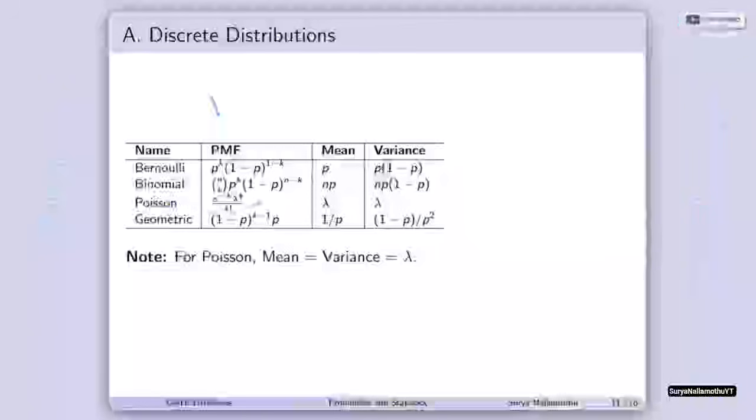Poisson distribution, e power minus lambda into lambda power r by r factorial. And geometric, 1 minus p whole power k minus 1 into p. Mean 1 by p, variance 1 minus p by p square. For Poisson distribution, mean and variance become lambda. So it is a very important point. So you need to remember this one.